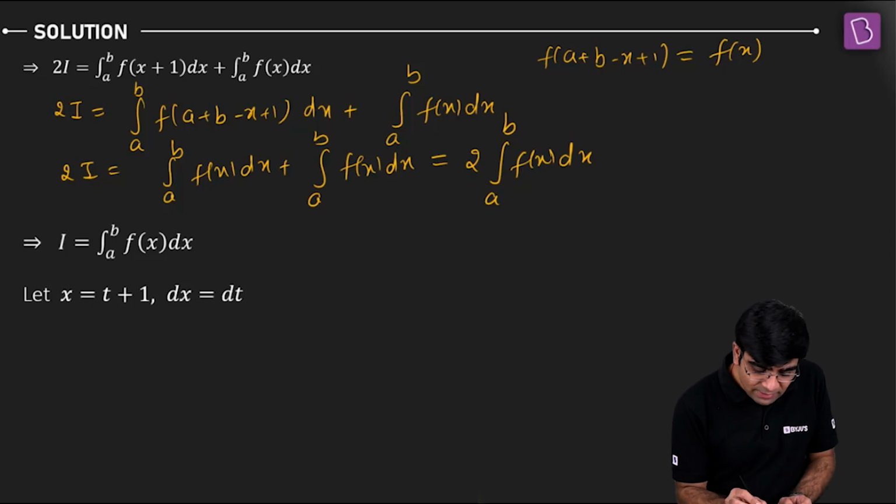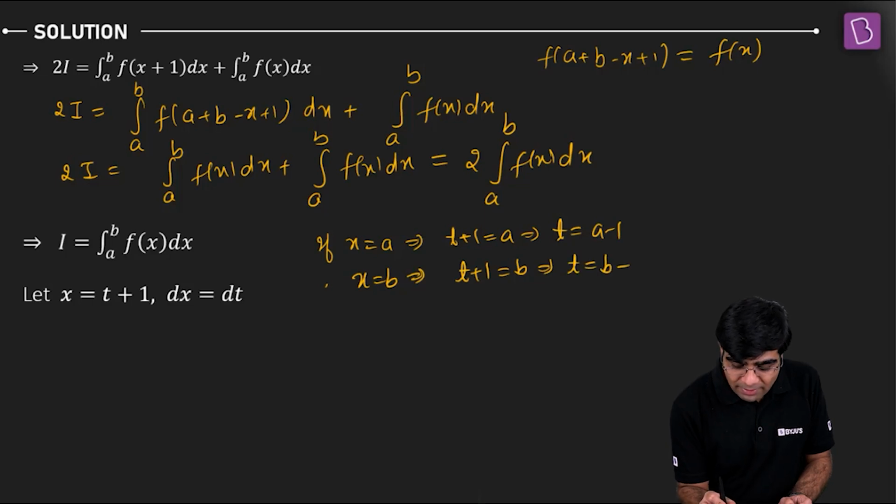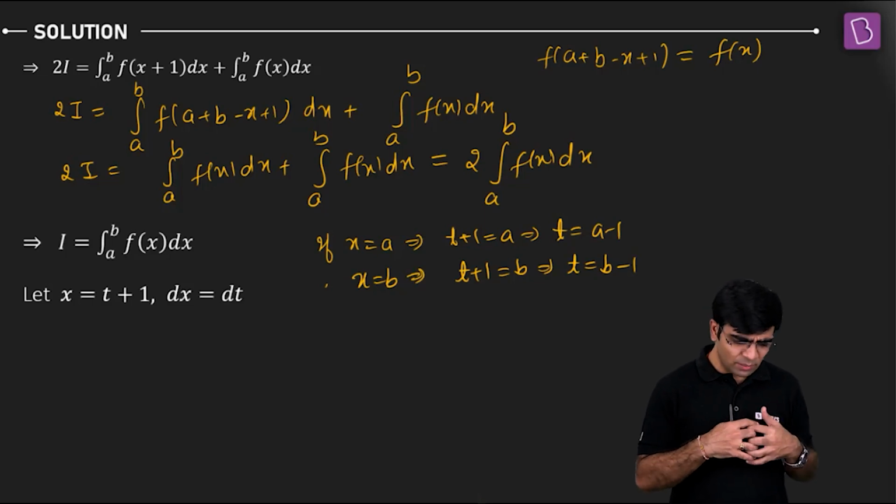What are the limits? If x equals a, then t plus 1 equals a, which implies that t is equal to a minus 1. In the same fashion, if x equals b, then t plus 1 equals b, which implies that t becomes equal to b minus 1. Lovely. So we are reaching a result quite similar to that one.